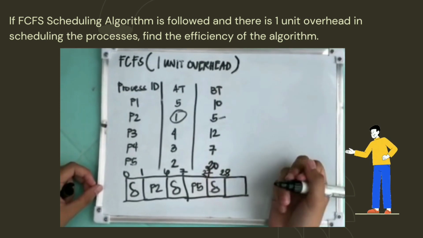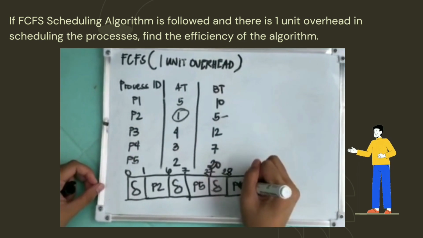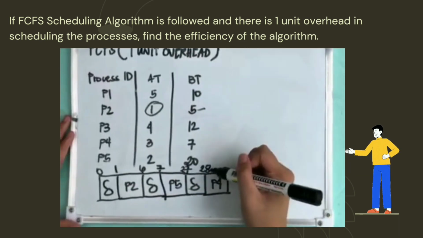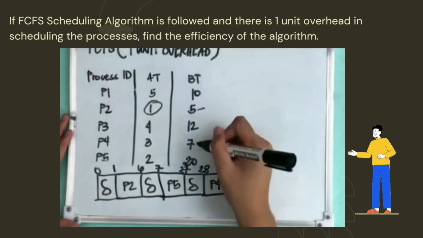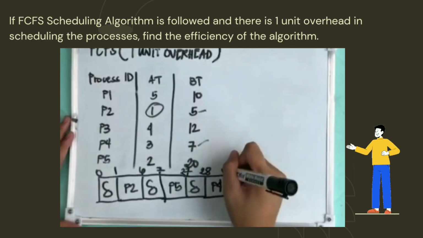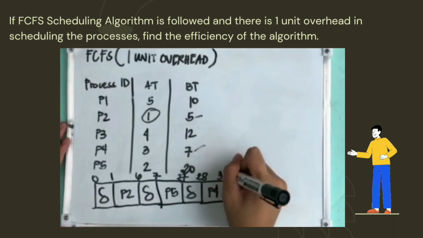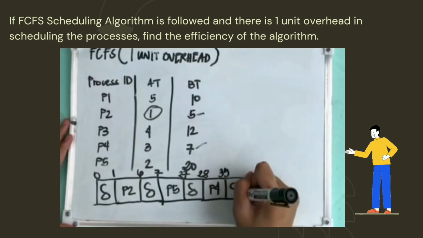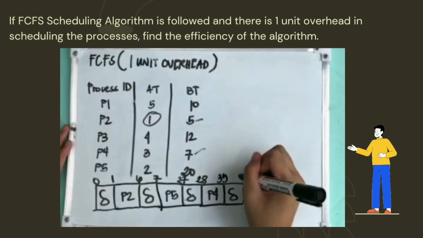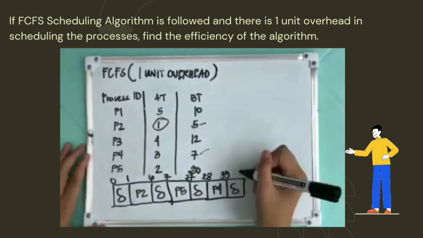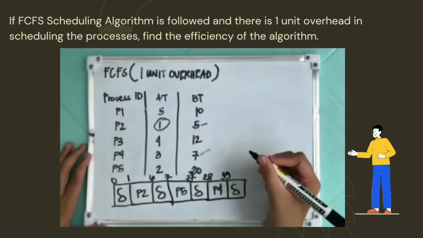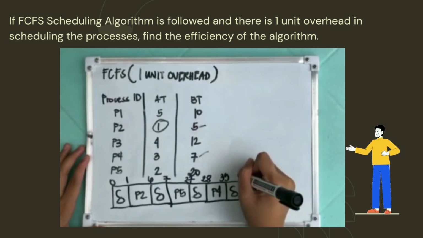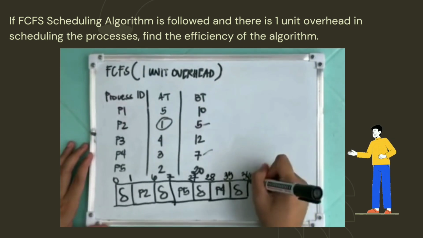Ang next naman is si P4. Ngayon, si 28, i-a-add natin kay 7. So, 28 plus 7 is 35. Magkakaroon tayo ulit ng overhead. So, mag-a-add tayo ulit ng plus 1. So, 35 plus 1 is 36.